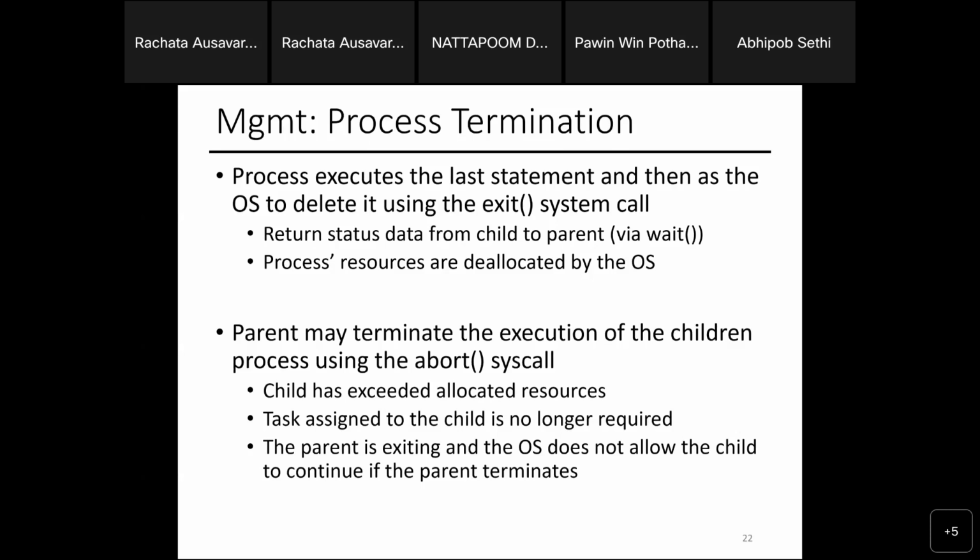Some of these children can use a lot of allocated resources, or have some bugs in the program, right? So it's better to abort. If I spawn a child and I don't need that process anymore, I'm done, I'm exiting, then I better abort the child, right? If the OS doesn't allow the child to continue, then the parent should call abort on all the children.